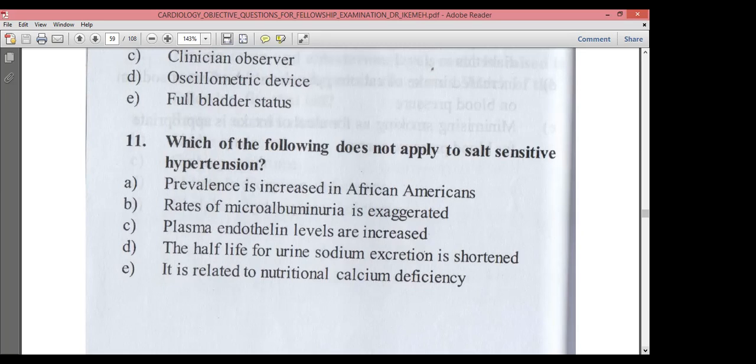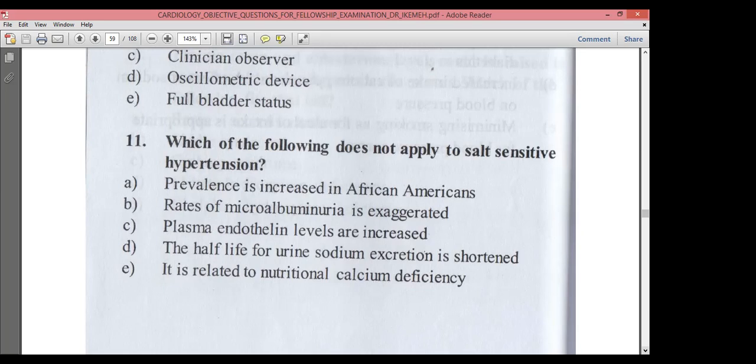And then the E option, it is related to nutritional calcium deficiency. They've also shown that these patients with salt-sensitive hypertension tend to have calcium and magnesium levels on the low side. Okay, and especially when they've seen it among Blacks, they are saying it might be as a result of nutritional deficiency in an underprivileged population. All those are putative mechanisms. I'll try to share one of the documents that I read. It's a lot, but they are all just what are called putative mechanisms. So the option D, which is the answer, says the half-life of urine sodium excretion is shortened.